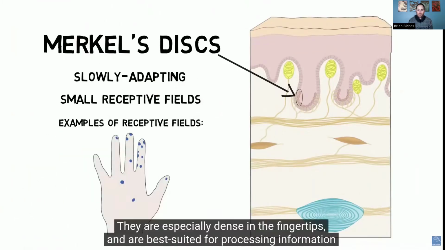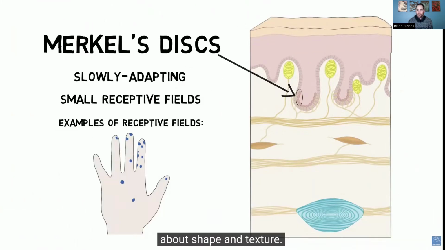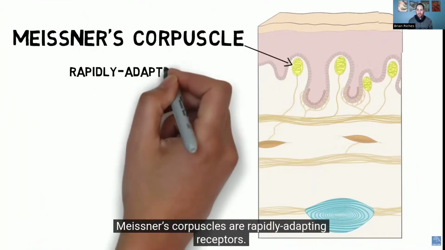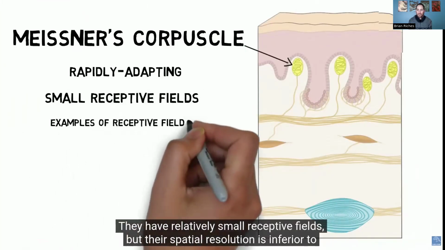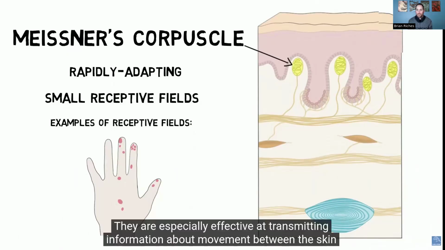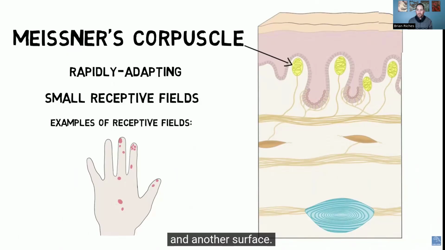They are especially dense in the fingertips and are best suited for processing information about shape and texture. Meissner's corpuscles are rapidly adapting receptors. They have relatively small receptive fields, but their spatial resolution is inferior to that of Merkel's discs. They are especially effective at transmitting information about movement between the skin and another surface.